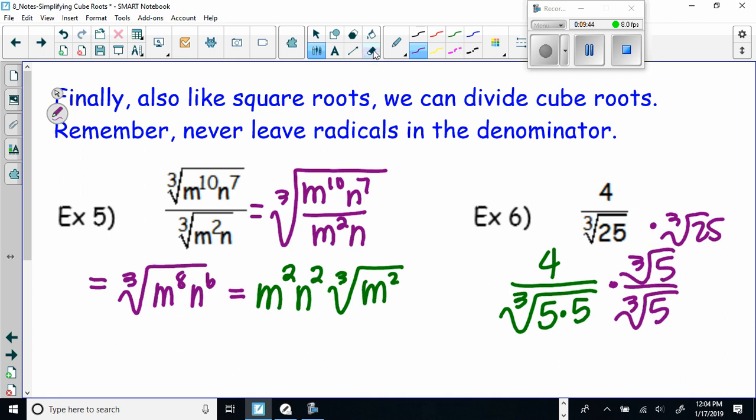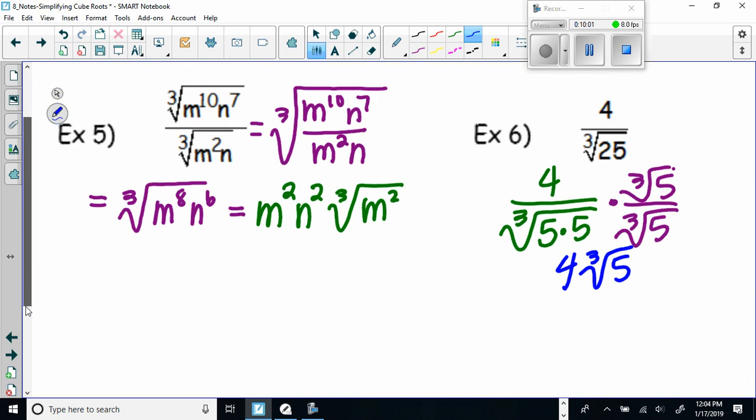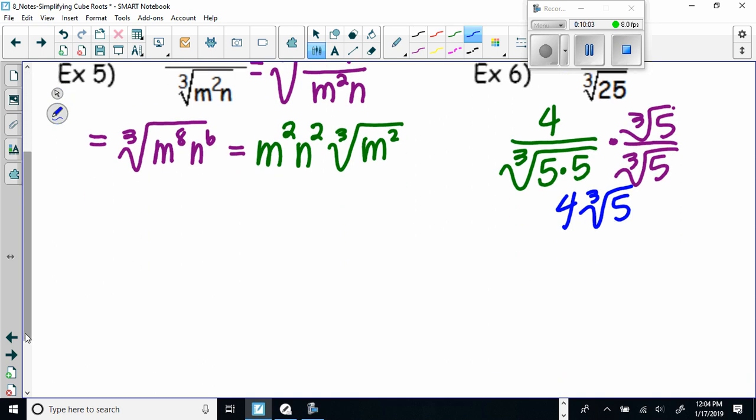Let me erase this. This isn't going to help me. But just one more radical 5 will clear the denominator. So in the numerator, I'm going to have 4 times the cube root of 5. And in the denominator then, I'm going to have 5 times 5 times 5, which lets me pull out that 5.